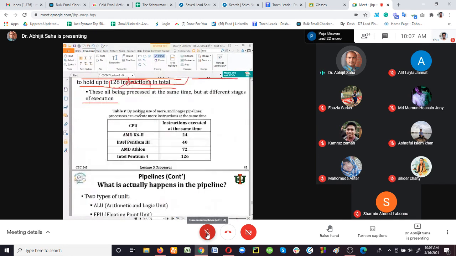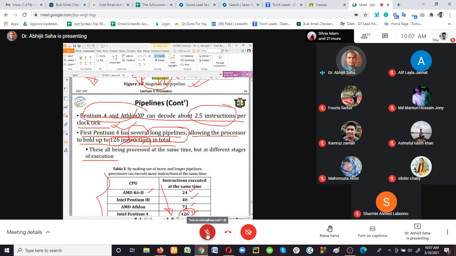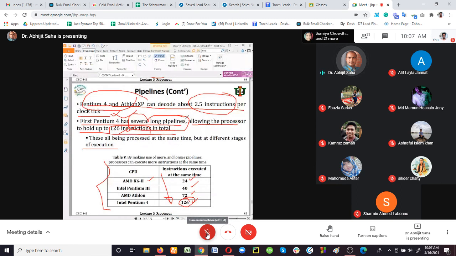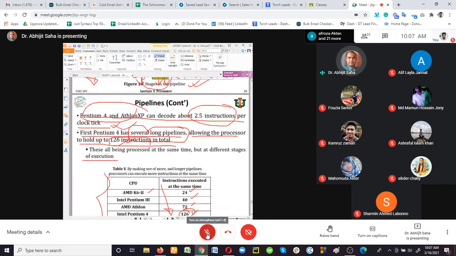You can see it is giving a table showing the use of more and longer pipelines. The processor can execute more instructions at the same time. A table of statistics has been given to understand that in the case of X2, only 24 instructions are executed at the same time. But day by day, with the improvement of the processor, the instruction execution at the same time has increased. We are talking about 126 instructions in total being executed if the pipeline is longer. So a significant improvement has been made with pipeline technology.